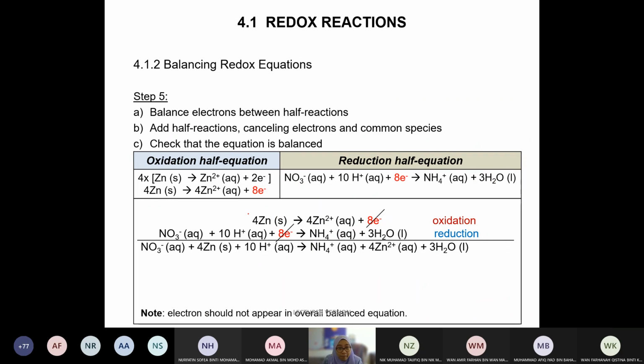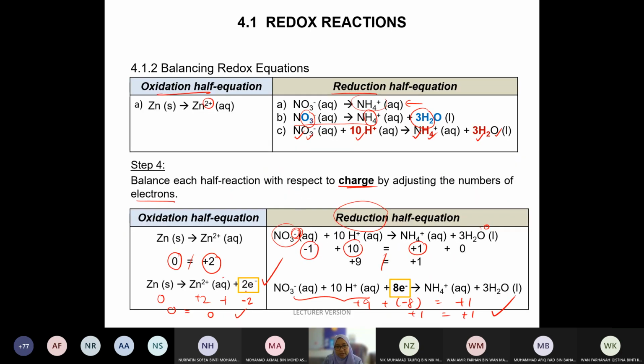Okay, kita nak combine kan. We need to combine both equations. Like I said, kita kena consider the number of electrons. So the electron will not be present in the overall equation. So it needs to be cancelled out. Tapi the problem is, the problem here is the number of electrons is not the same for oxidation and reduction.